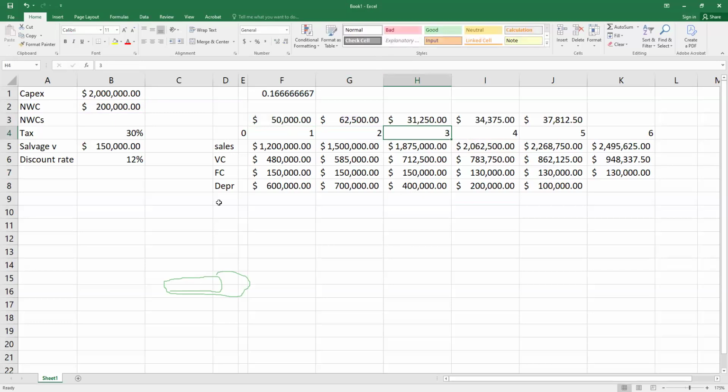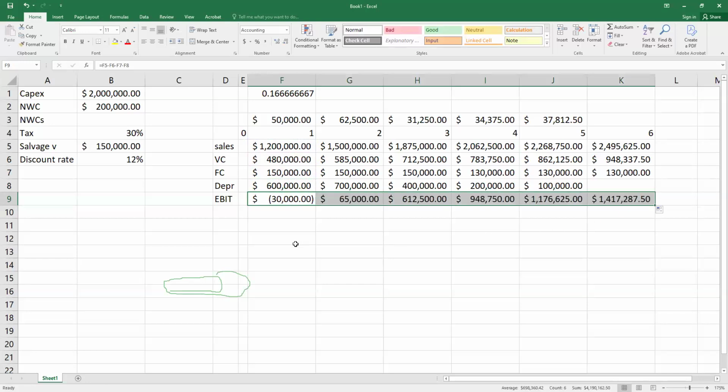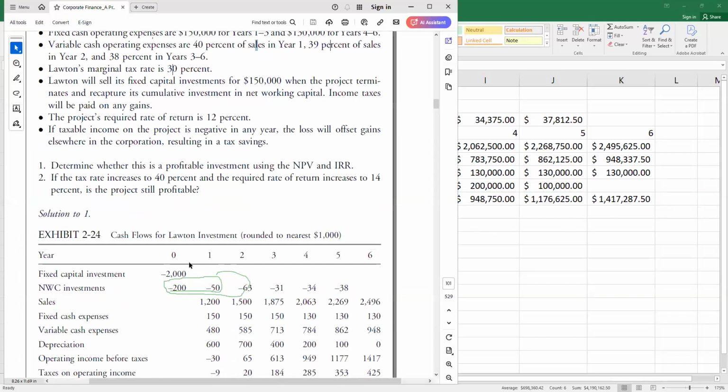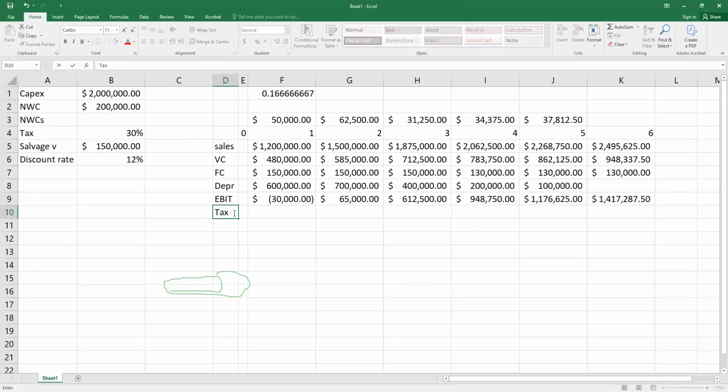Okay. Now, let's go with EBIT, earnings before interest and tax. It's basically what? Sales minus variable cost minus fixed cost minus depreciation. That's what we have. Let me check it. That's right, just to be sure. Tax amount is 30%. So this 30, I'm gonna fix it.